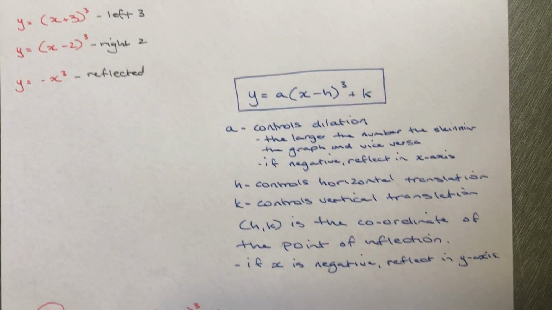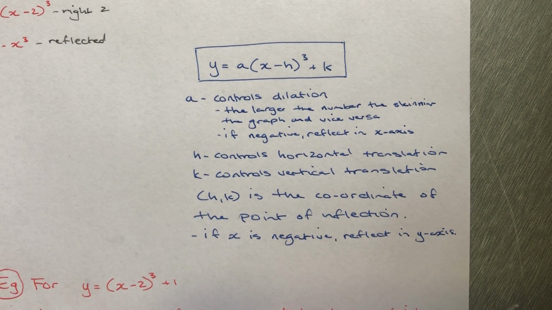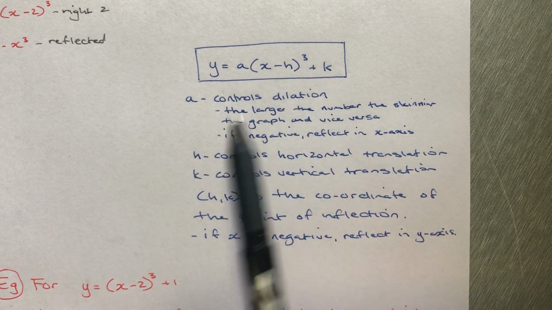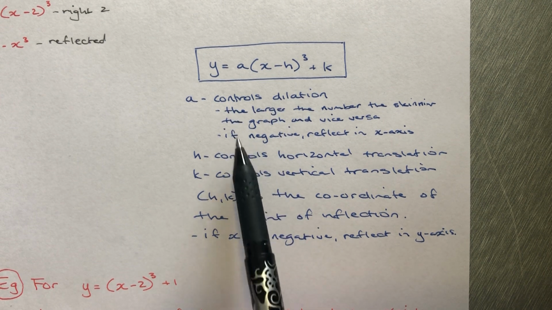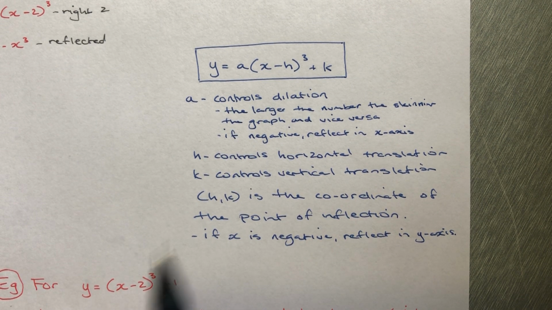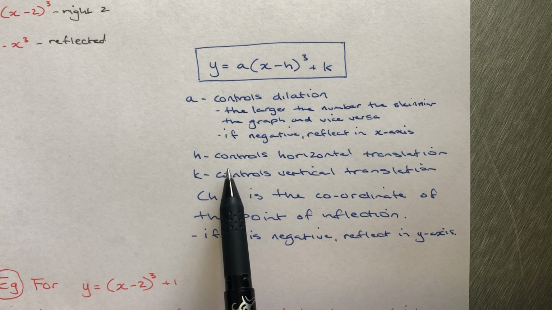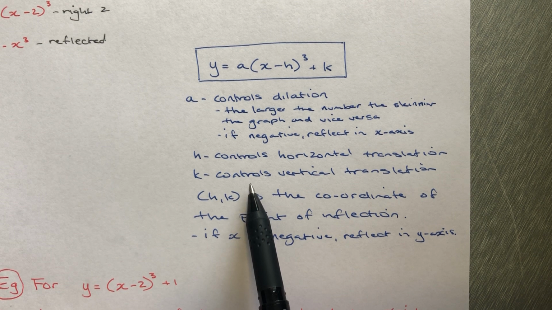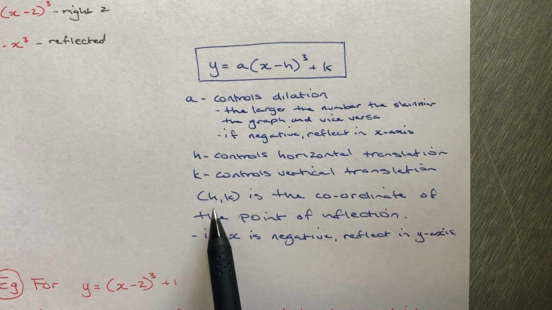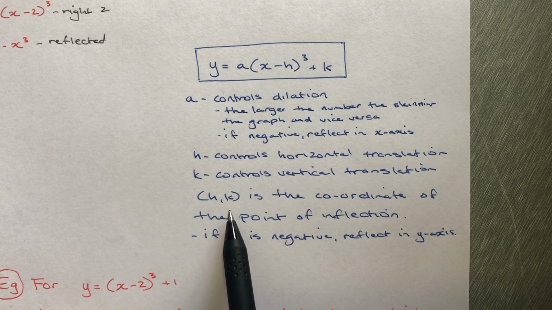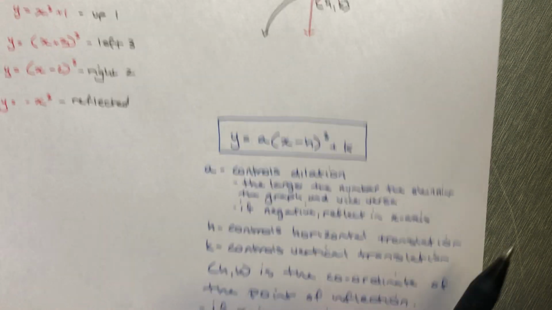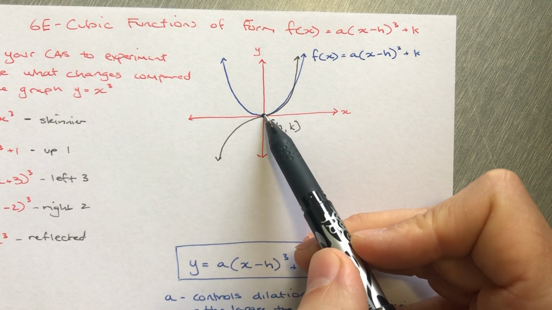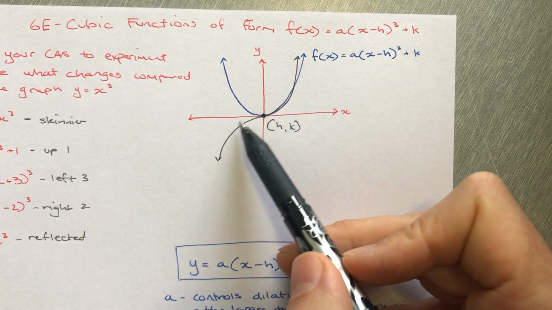So if I move over here, here's a bit of a summary of what each of those different things do. So here's our general rule for this cubic graph. So A controls our dilation. There's some more details in there, so read over those ones. H controls horizontally, so we're moving left or right. That's that letter there. K controls vertically, so it moves us up and down. And same as turning point form, as I mentioned before, HK, the coordinate, is the coordinate of our point of inflection this time. Okay, so point of inflection, if we look at the black graph I drew up here, that point of inflection is that middle section there when it kind of changes direction.